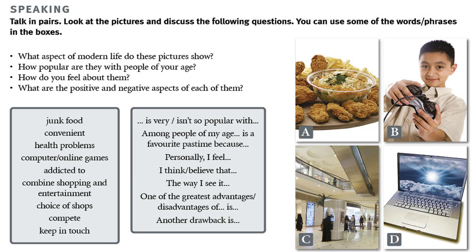You can use some of the words and phrases in the box. What aspects of modern life do these pictures show? How popular are they with people of your age? How do you feel about them? What are the positive and negative aspects of each of them?